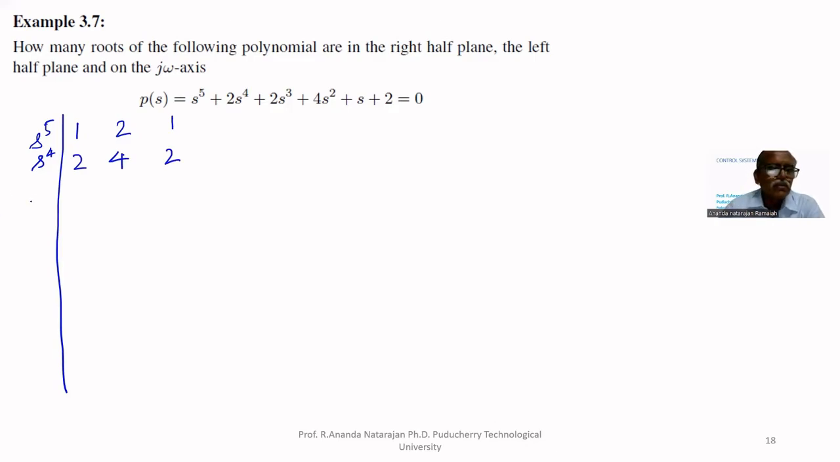Now let us form the array. MATLAB is there, Scilab is there, we can find the roots. Why do we need this method? Because in those days there was no Scilab, there was no software program to find the roots. So it was a difficult, lengthy procedure. That's why they found an alternate way.